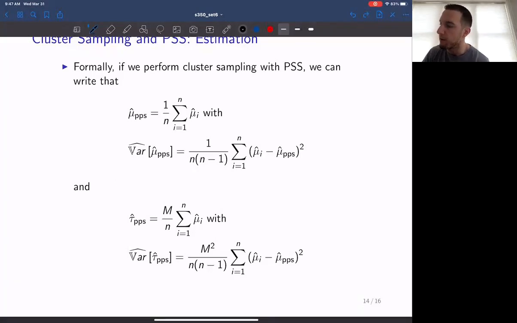And the variance of that estimator is given by 1 over n times n minus 1, multiplied by the sum of the squared deviation of each mu hat i around mu hat PPS. And we can show that the total based off of PPS is going to be capital M multiplied by mu hat PPS, which is the same form that we've seen for all of our total estimators throughout the course. And then of course the adjustment to the variance is simply that you have the M squared term out front because the variance operator squares the constant.